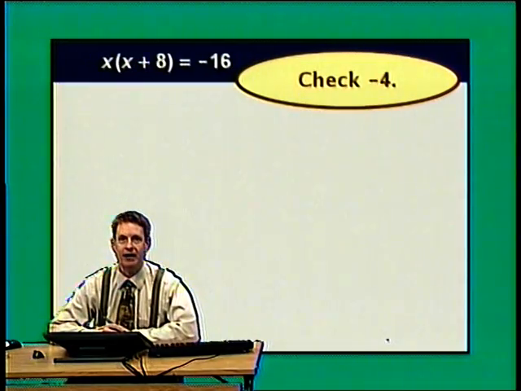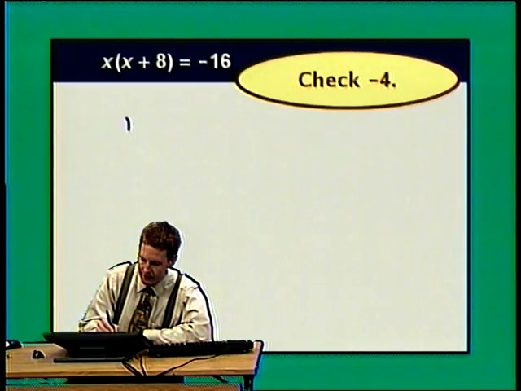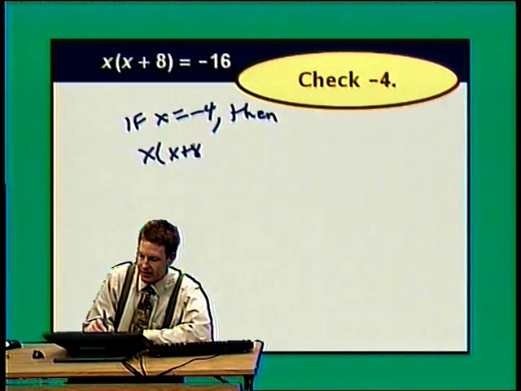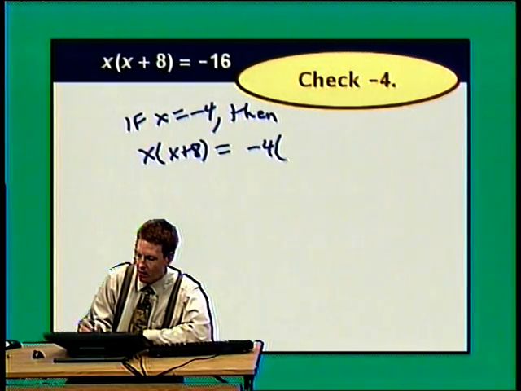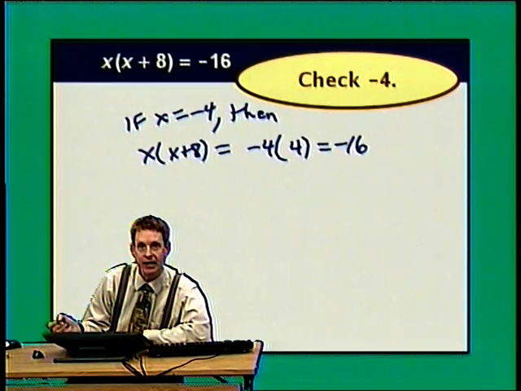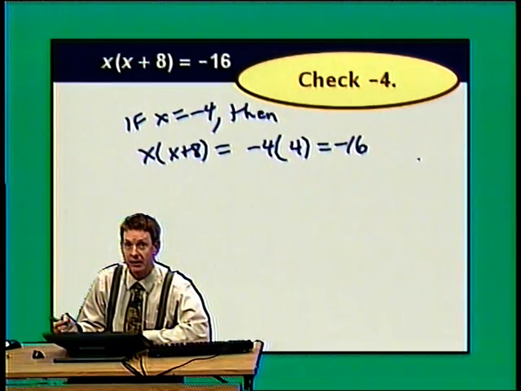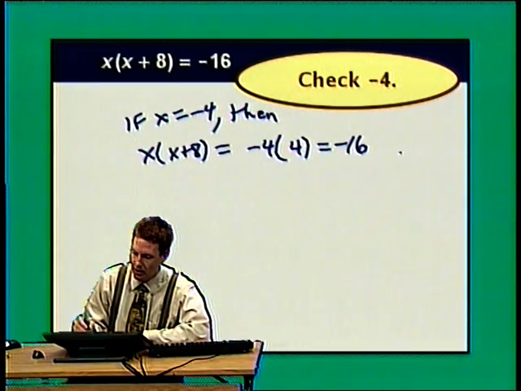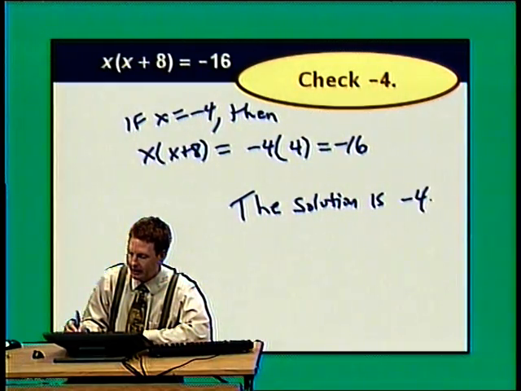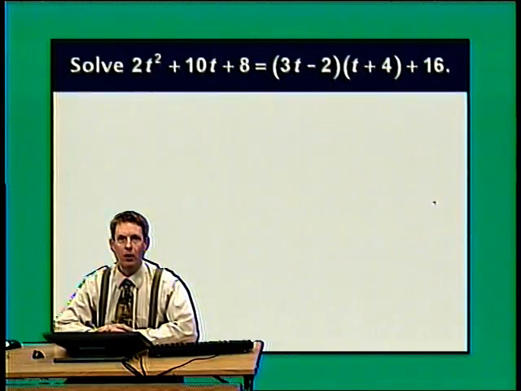We still need to check negative 4 in our original equation. So if x equals negative 4, then x times x plus 8 equals negative 4 times positive 4, which is negative 16, which is what we wanted x times x plus 8 to equal. So it is true that the solution is negative 4.